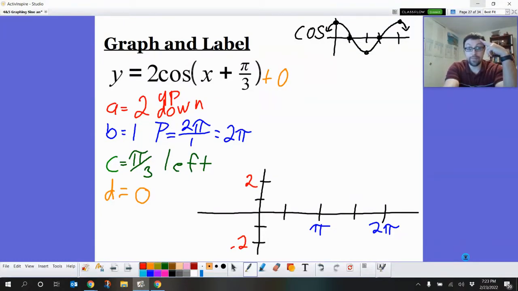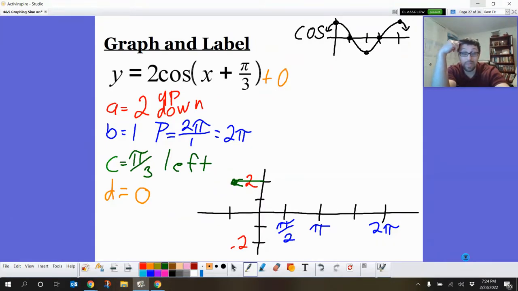Next is finally my pi over 3 to the right. Now, this is going to be pi over 2 right there, so it shouldn't be as far as that. But I want to use those same tick marks. So I should just be a little bit short of that pi over 2. So we just want to go pi over 3 to the right. It should be almost a pi over 2, but not quite.